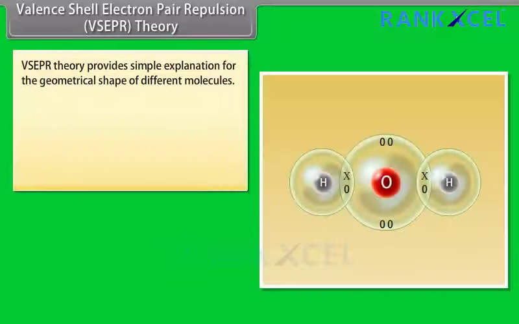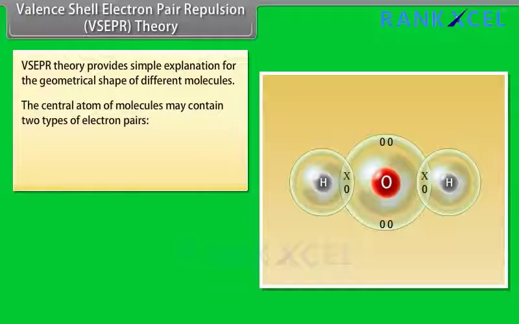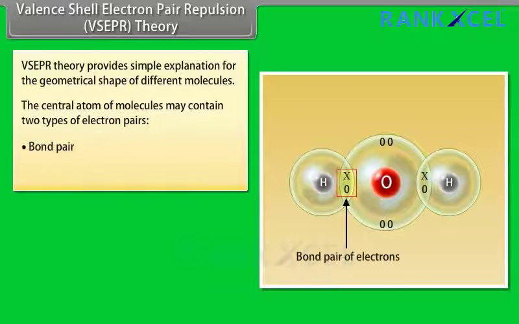Valence Shell Electron Pair Repulsion, VSEPR theory. VSEPR theory provides a simple explanation for the geometrical shape of different molecules. The central atom of molecules may contain two types of electron pairs. They are bond pair and lone pair.